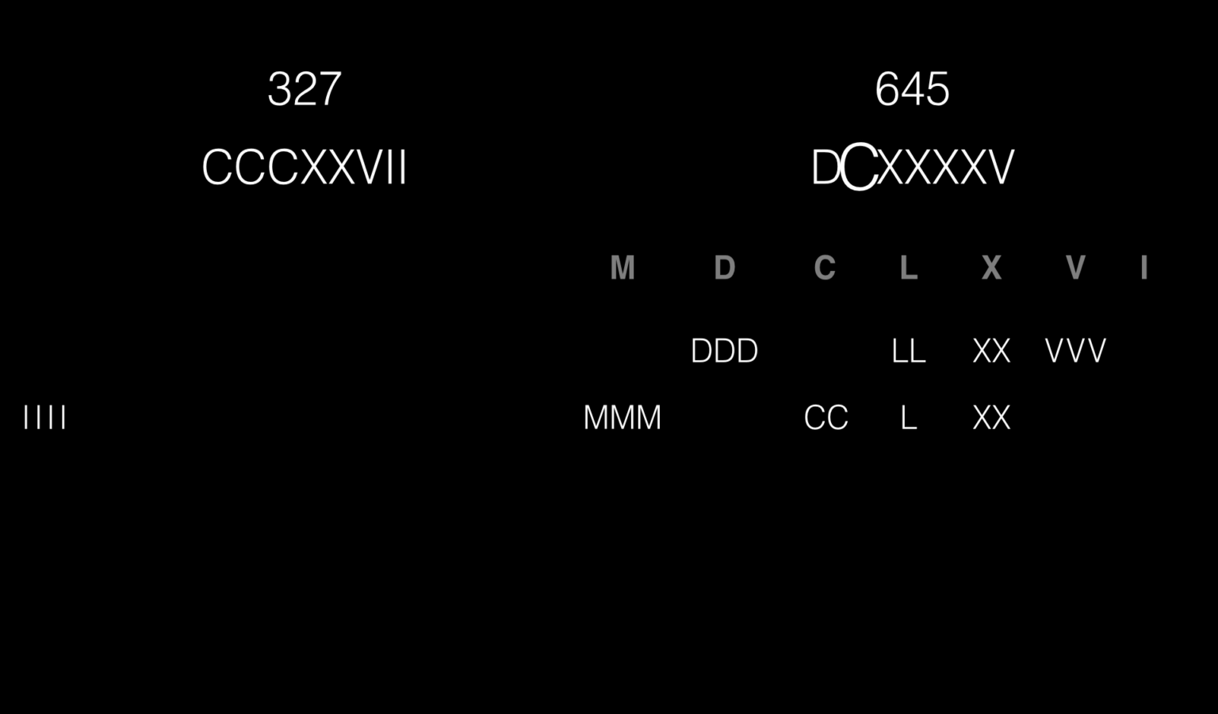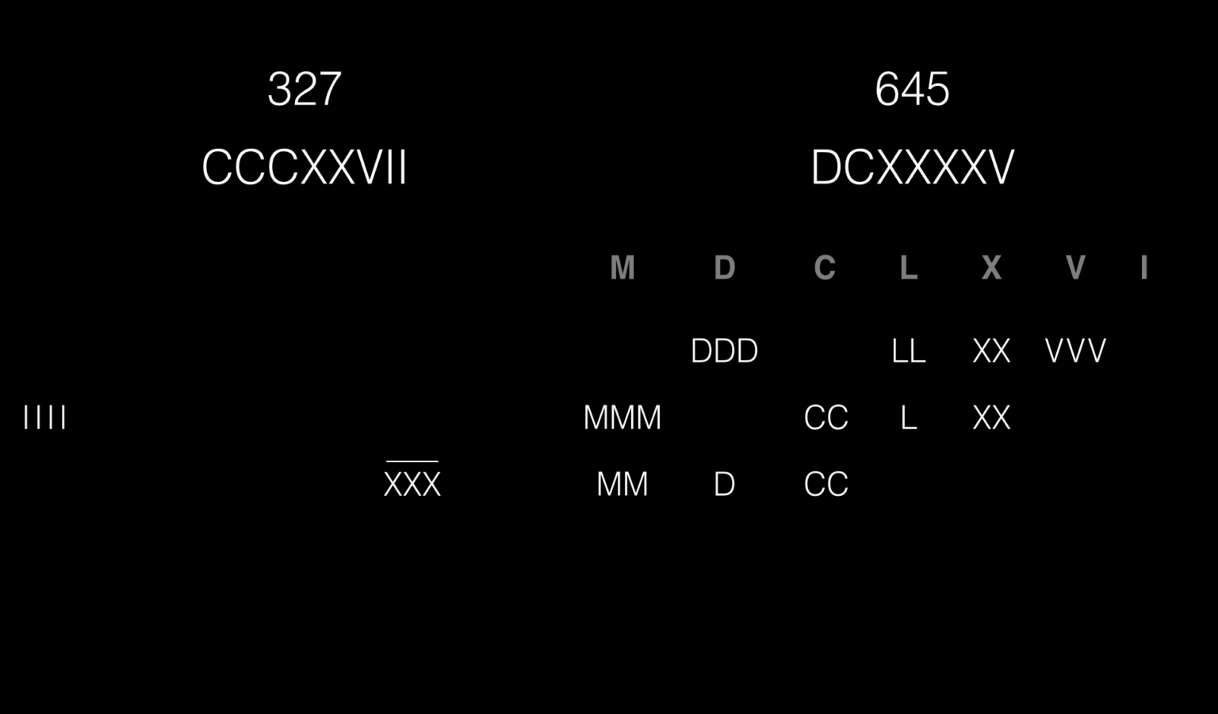C times the 2 I's are 2 C's. C times V is D. C times the 2 X's are 2 M's. And C times the 3 C's are 3 X's with a macron over it, or XXX bar.